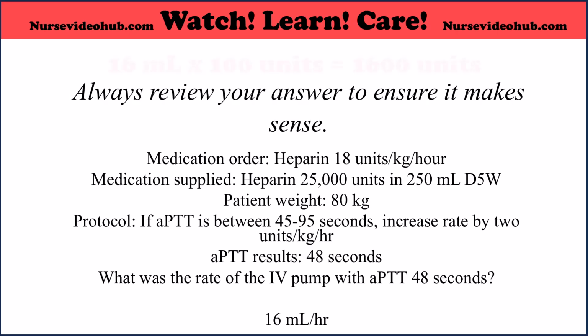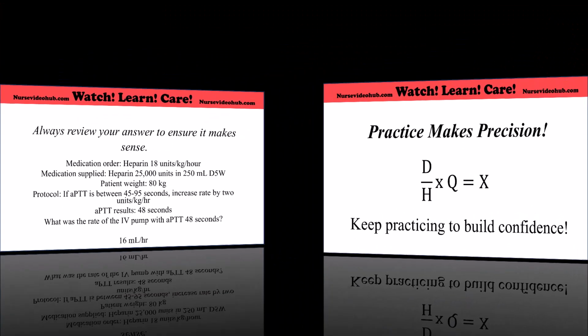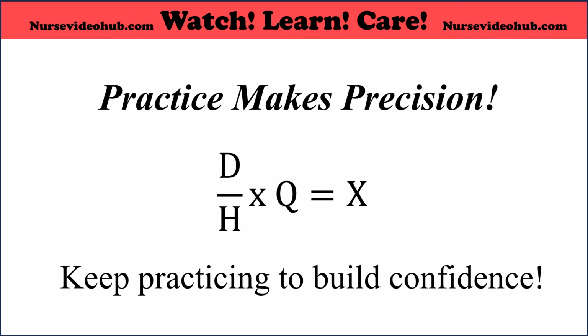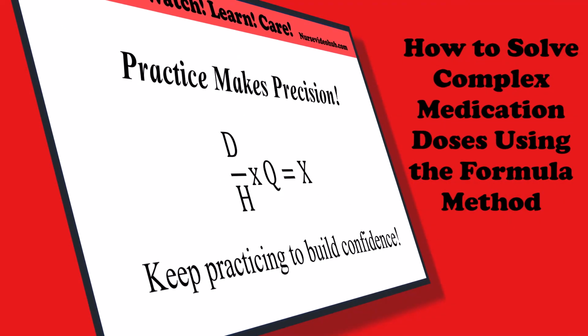The reverse method is to multiply 16 milliliters, the amount to be administered, by 100 units, the concentration available. 25,000 divided by 250 equals 100 units per milliliter, which equals 1,600 units, the prescribed dosage. Practice makes precision. Keep on practicing to build your confidence. In the next video, you will find practice problems for complex medication doses, utilizing the formula technique. The more you practice, the more confident you will become.